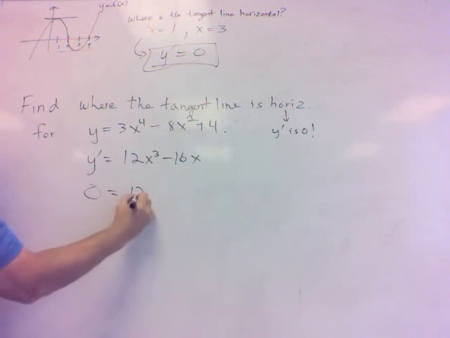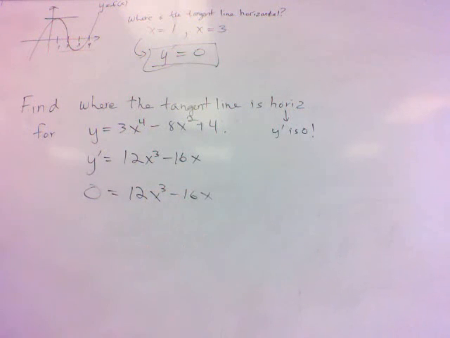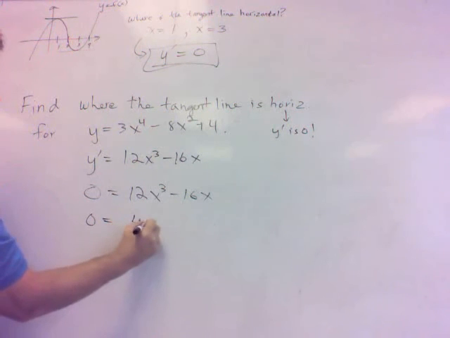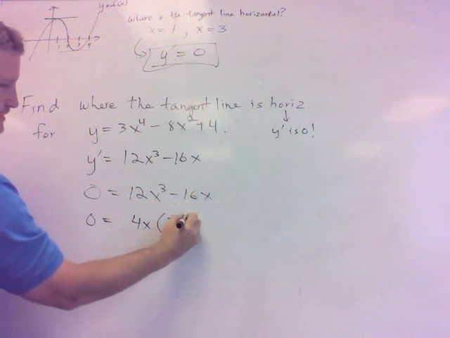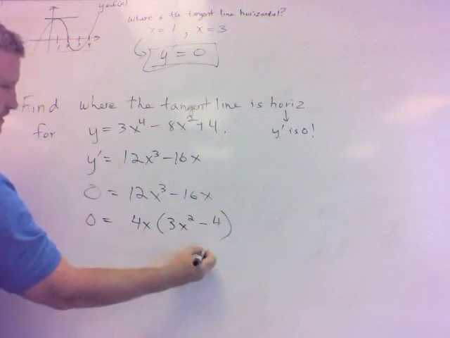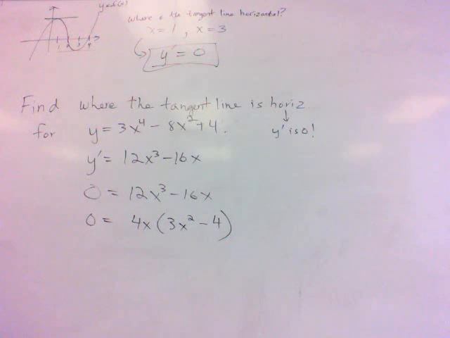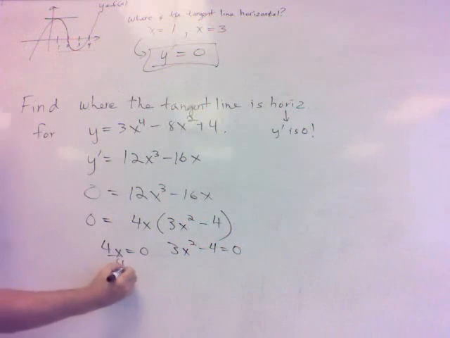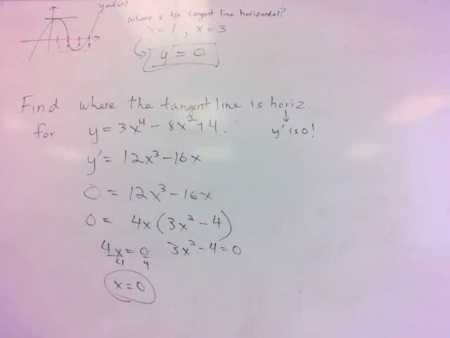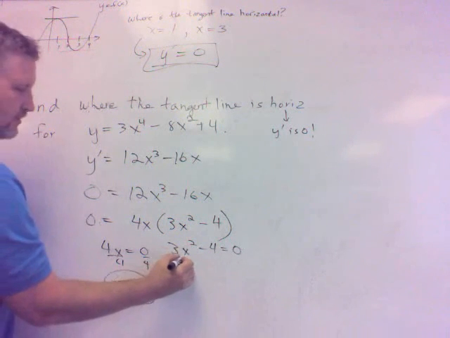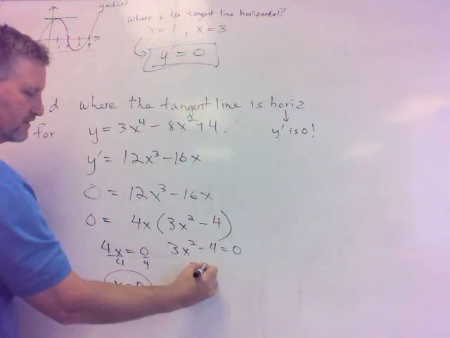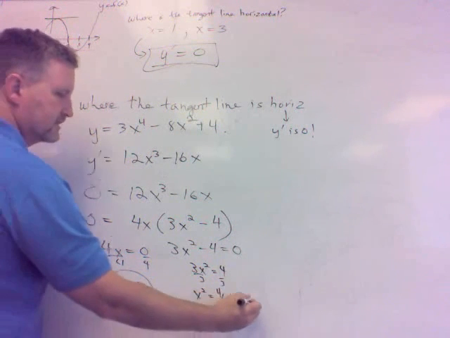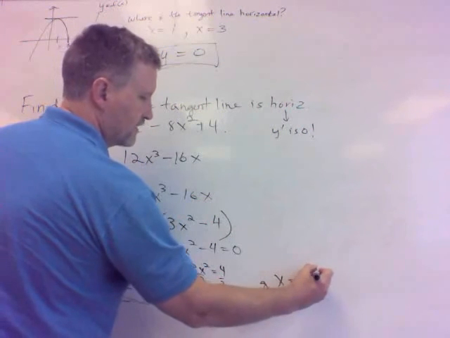For horizontal tangents, the derivative is 0. So I'm going to set the derivative equals 0 and solve accordingly. That would be factoring out 4x, which leaves me 4x times (3x squared minus 4) equals 0. So 4x equals 0, and 3x squared minus 4 equals 0. Go ahead and solve this out. So that's 0, so I do have a horizontal at 0. What about this one? Add 4, divide by 3, square root both sides, and this side could be plus or minus.